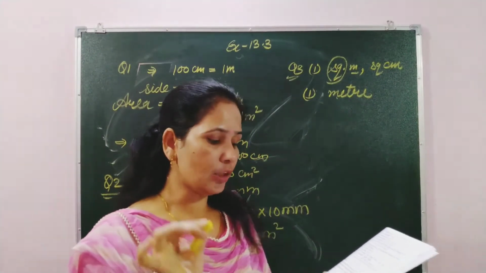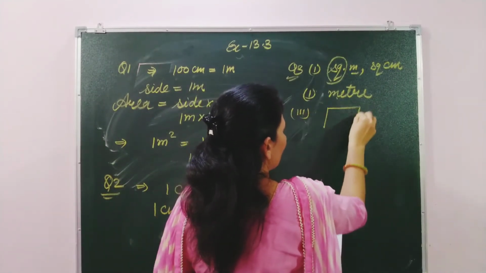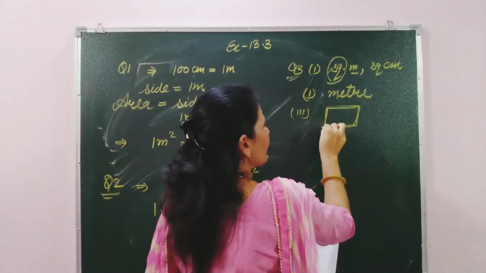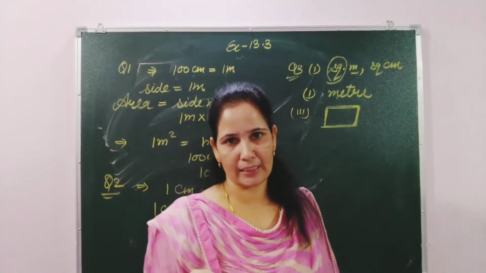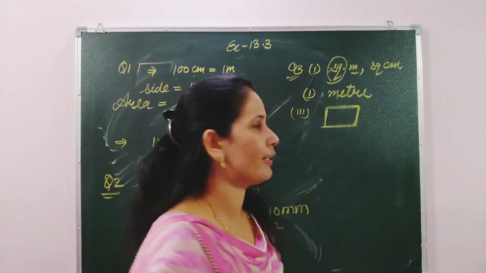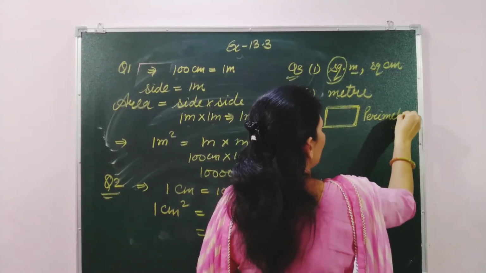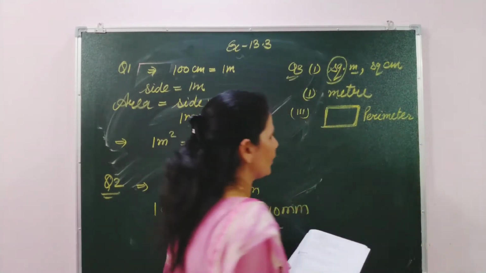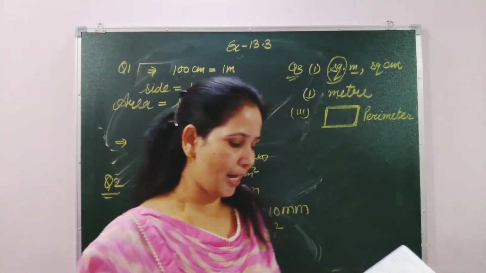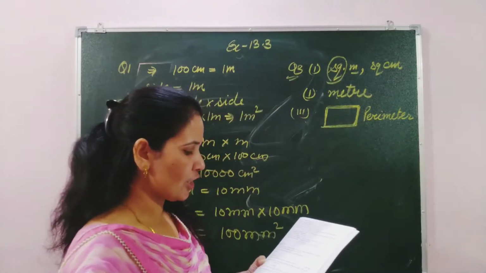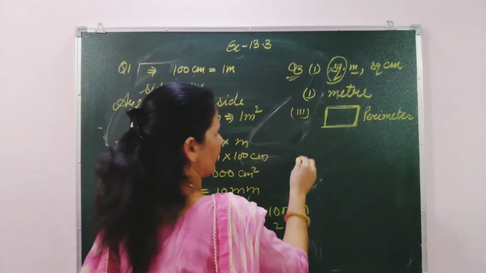Third, to find the cost of the fencing of a field. They have given a field and we have to fence it. So to fence a field, we require the total boundary length. And how do we find the total boundary length? By finding its perimeter. So in the third option, the answer will be perimeter. Students, for plastering a wall, we shall need to know the length and height of the wall to calculate its area.